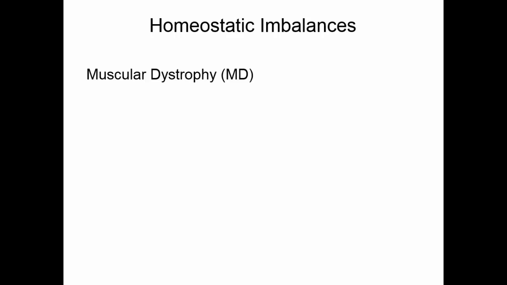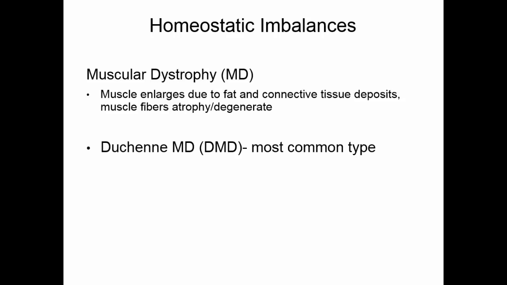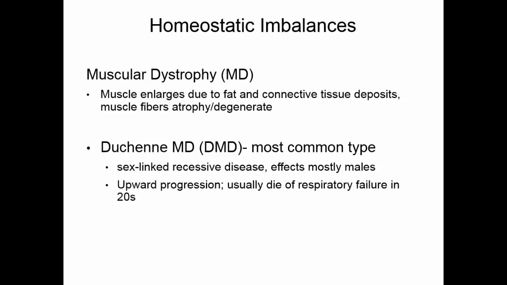Muscular dystrophy is a disease that causes the muscles to enlarge due to fat and connective tissue deposits. As the muscle fibers atrophy and degenerate, muscle control is lost. The most common type of muscular dystrophy is Duchenne muscular dystrophy. This is a sex-linked recessive disease that affects mostly males. It starts in the feet and works its way up. Usually these individuals die of respiratory failure sometime in their 20s.